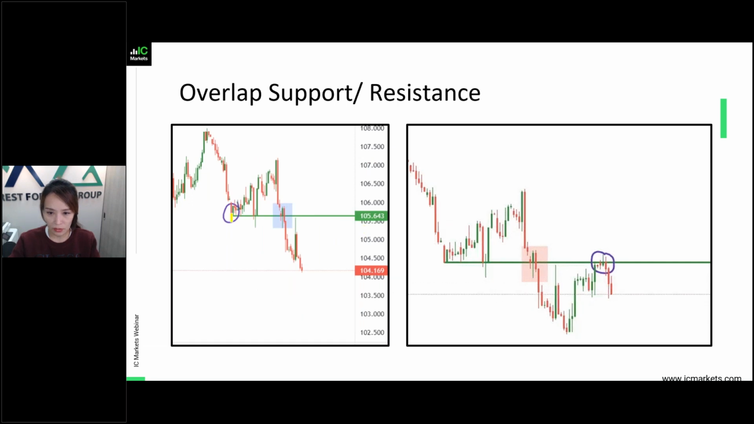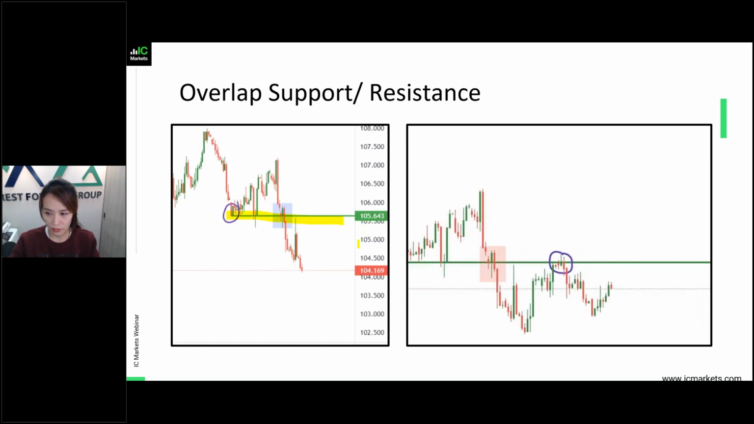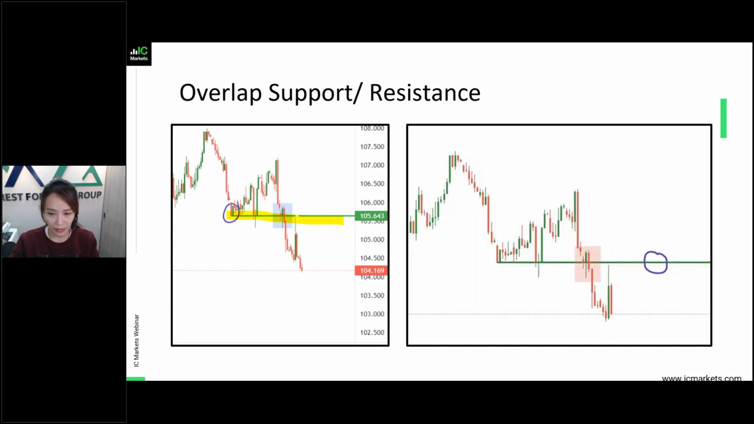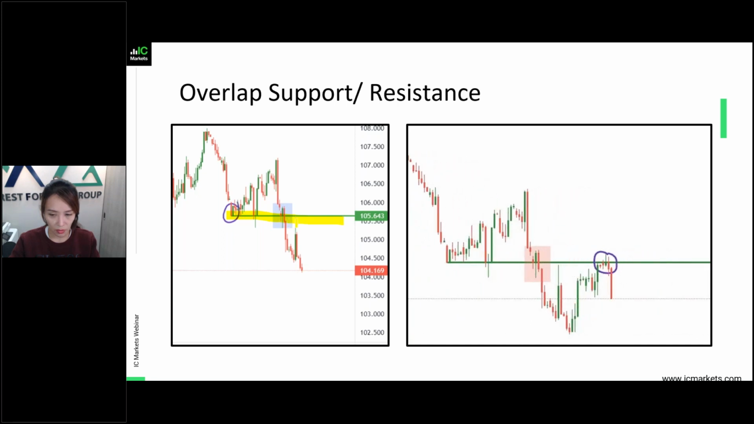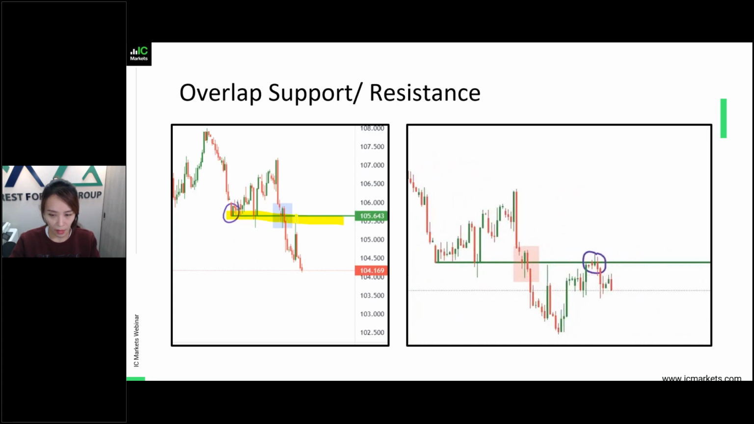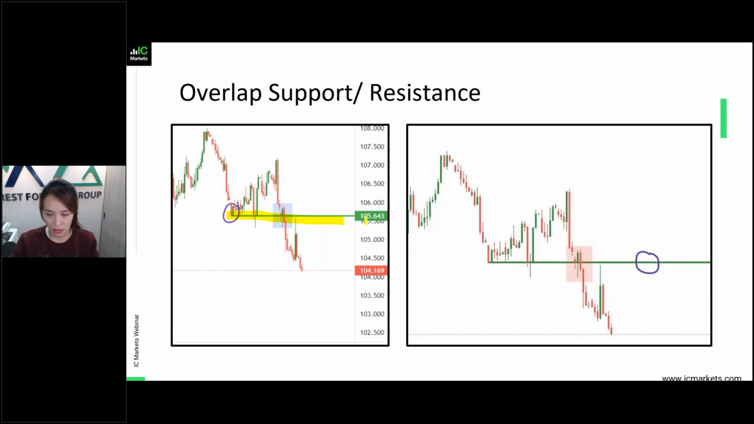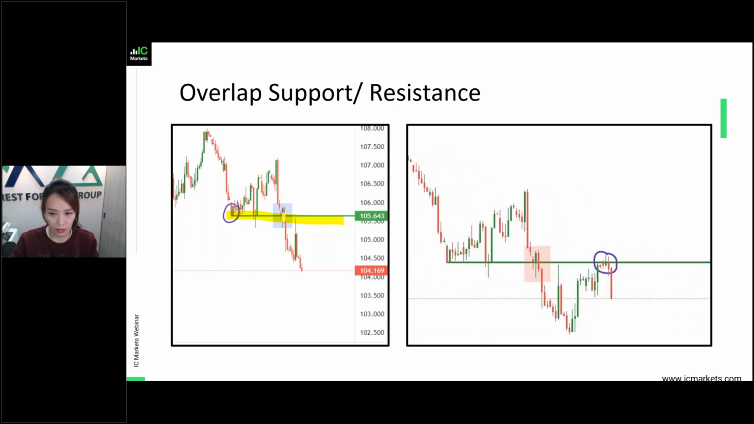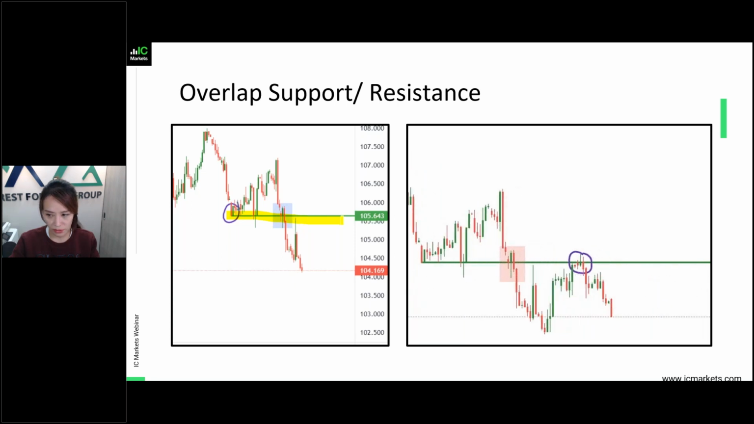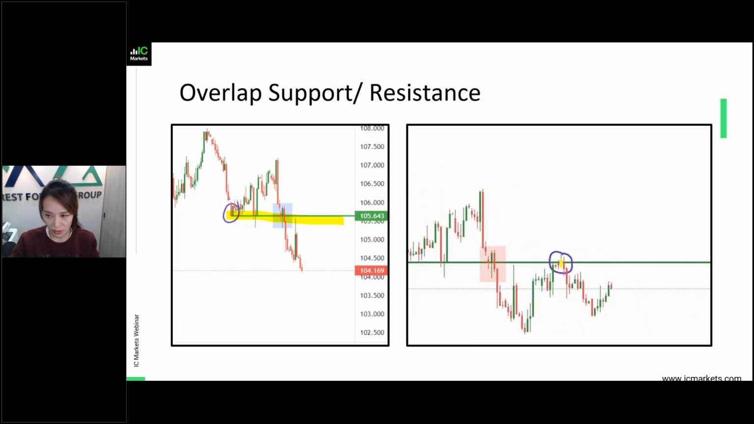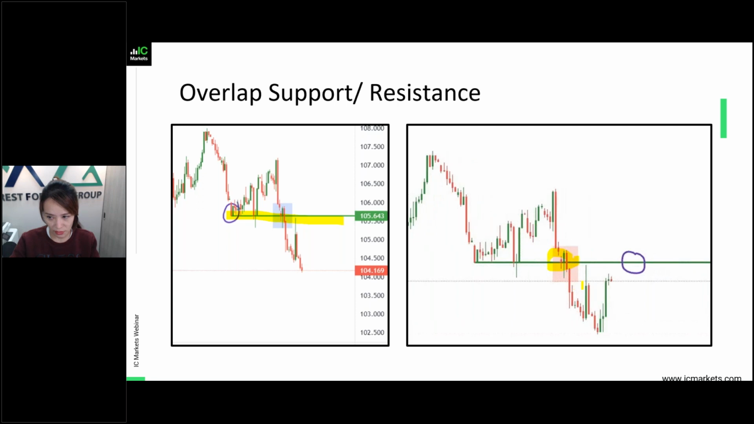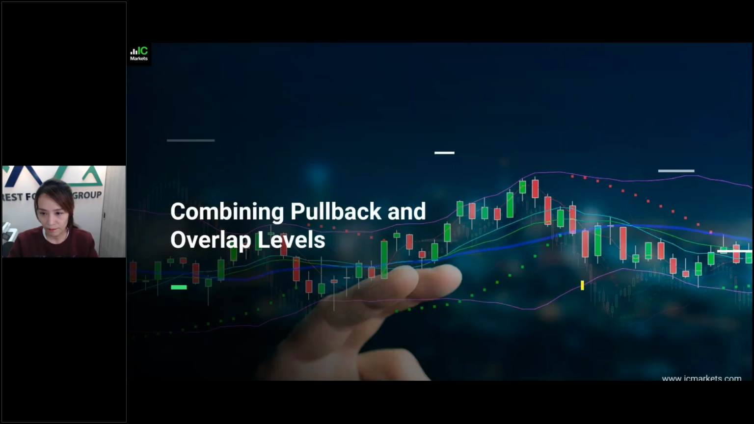All right, so you draw here. What you can see, when it happens like that, when you draw, this is called pullback resistance. I think I did not change the color. It used to be a support level. When it breaks, it becomes resistance. So when it touches here, it becomes overlap resistance already. This is combining pullback and overlap.